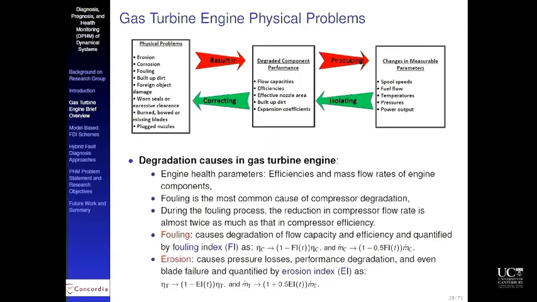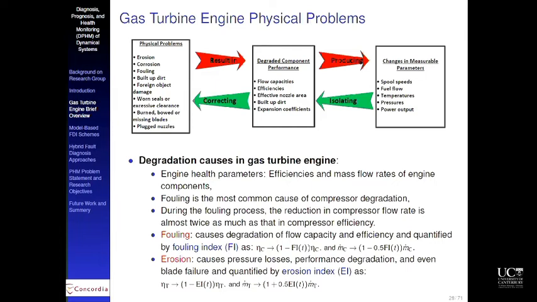these. You can see here on this slide the effect of degradation that takes place in the system. There are physical problems: erosion, corrosion, fouling, and dirt buildup. These are the causes of degradation that takes place in the engine. The effect of these physical factors cause degradation in efficiencies and mass flow rates, which indirectly impact different temperatures, different pressures, and the speed of the spool or the shaft that have manifestation.